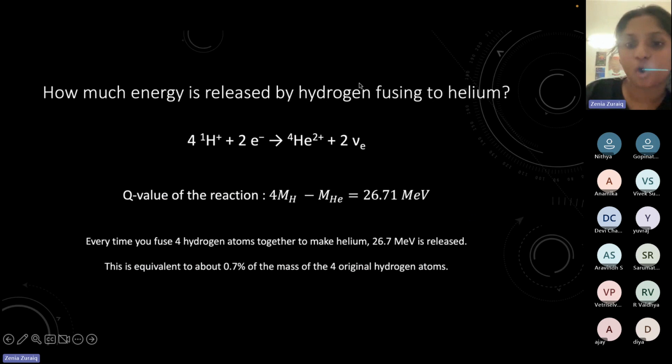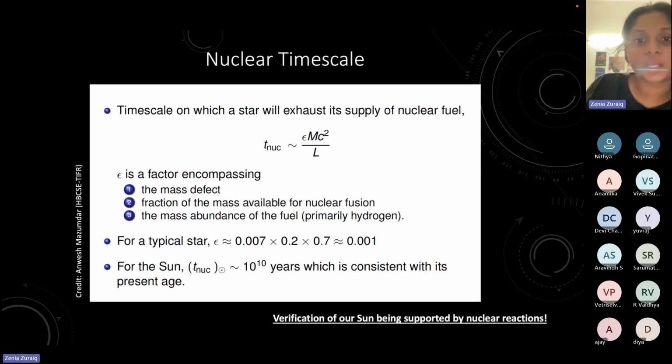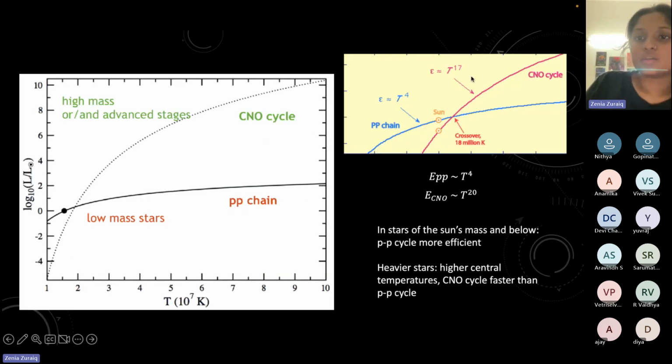So I will say that all of you please do this calculation and check whether this 0.7% number is correct. I can also make mistakes sometimes, so make sure that you verify and let me know if I have gone wrong. Okay, so in our sun, the thing is that we only really see the PP cycle.